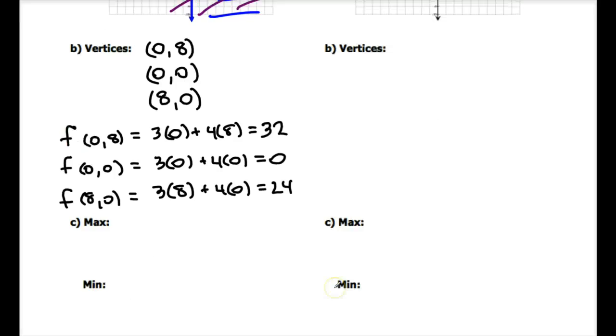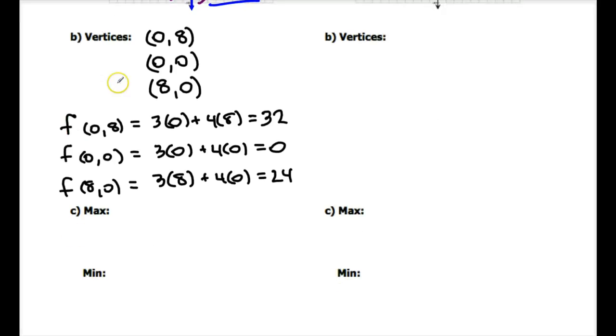Okay, so now we're going to be listing two values. We're going to be listing the maximum first. So comparing 32, 0, and 24, 32 is my maximum. So we'll say that the max is 32 at the point 0, 8. That's what gave us 32. And then my minimum value is 0. So my minimum is 0 at the point 0, 0.